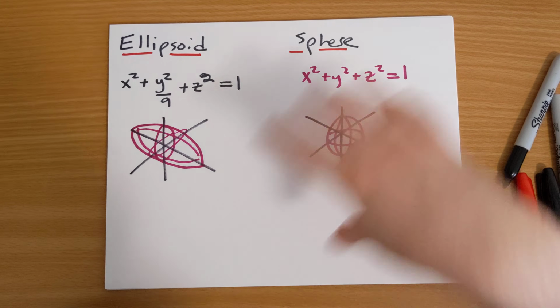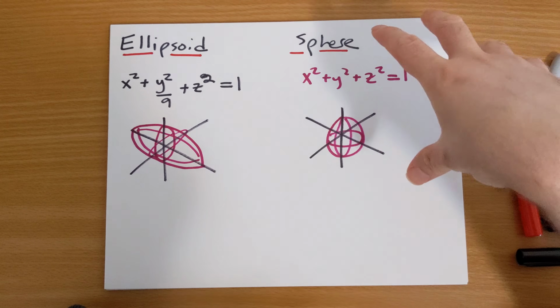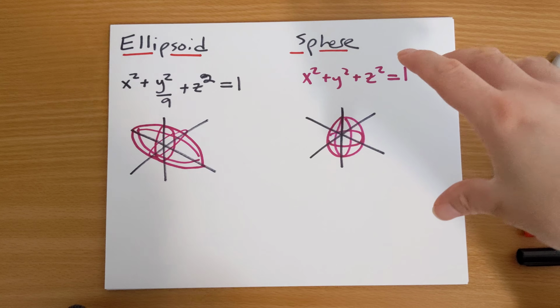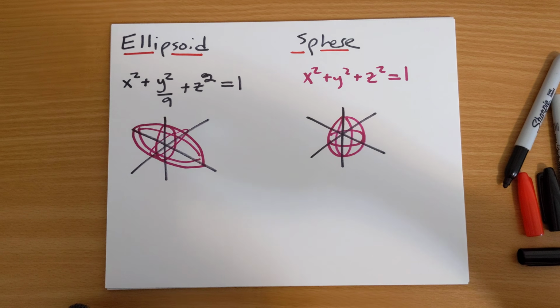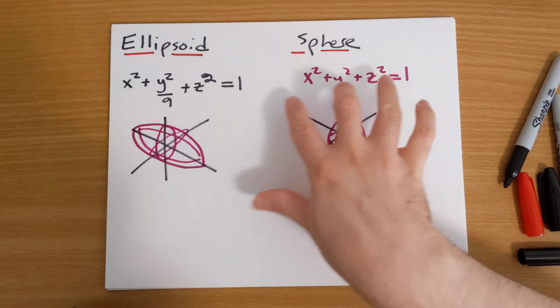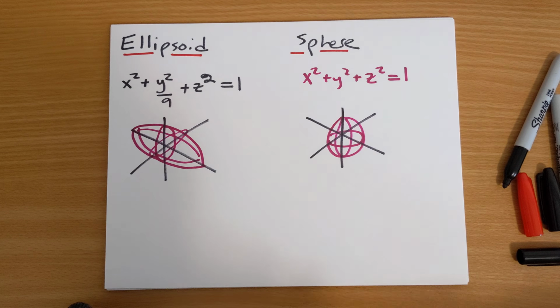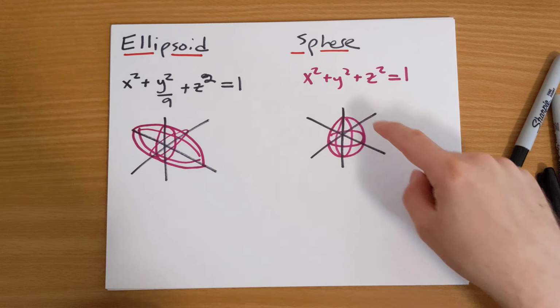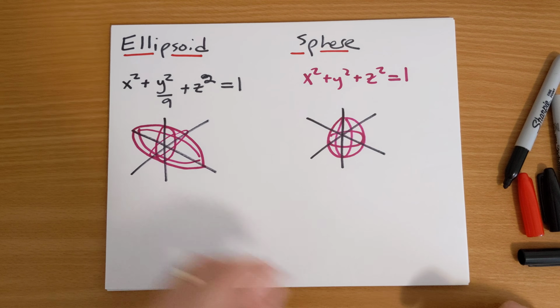And there's a special case, so this isn't one of our 6 types of quadric surfaces. This is a special case of the ellipsoid. It's a sphere. When you have x squared plus y squared plus z squared equal to 1, the coefficients on x squared, y squared, and z squared are all equal to each other. Of course, we know what a sphere looks like.